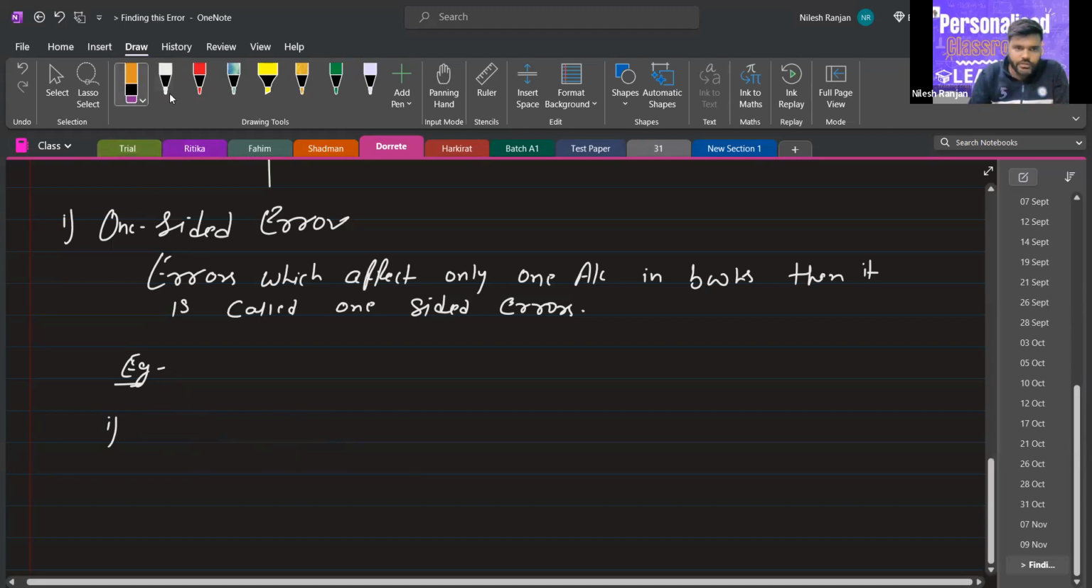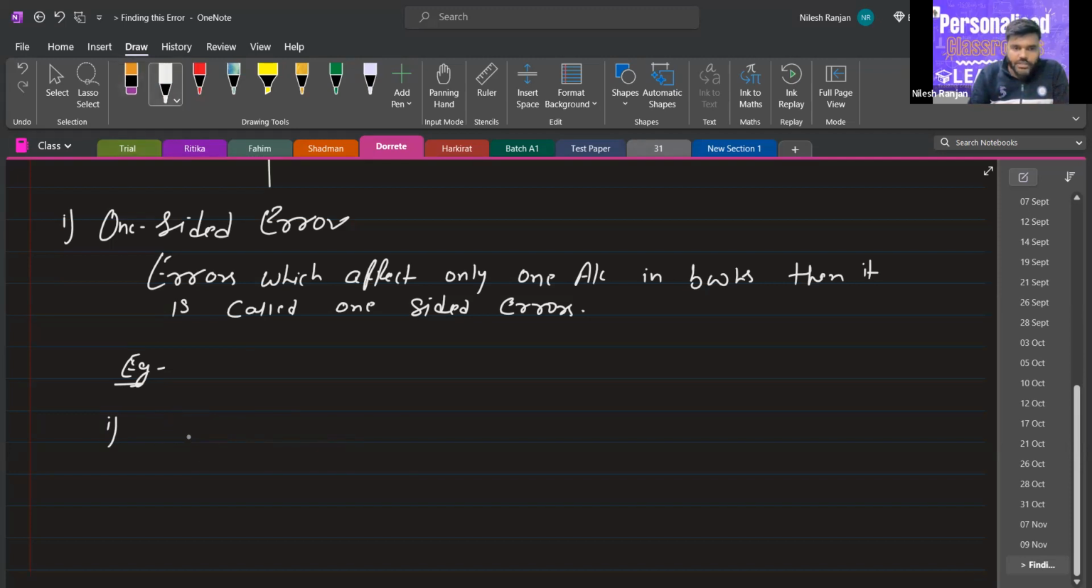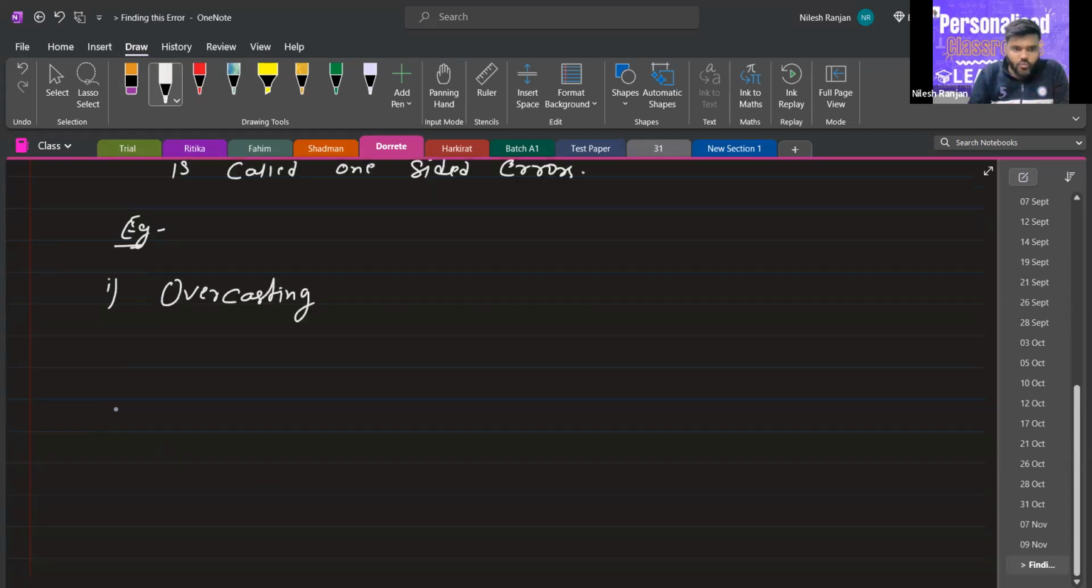Not wrong posting, that will be the third one. First is overcasting and undercasting. Now, what does it mean, overcasting and undercasting?